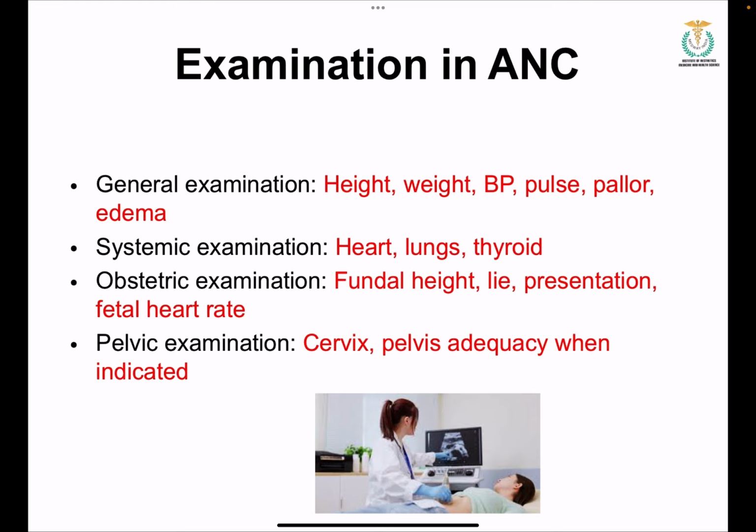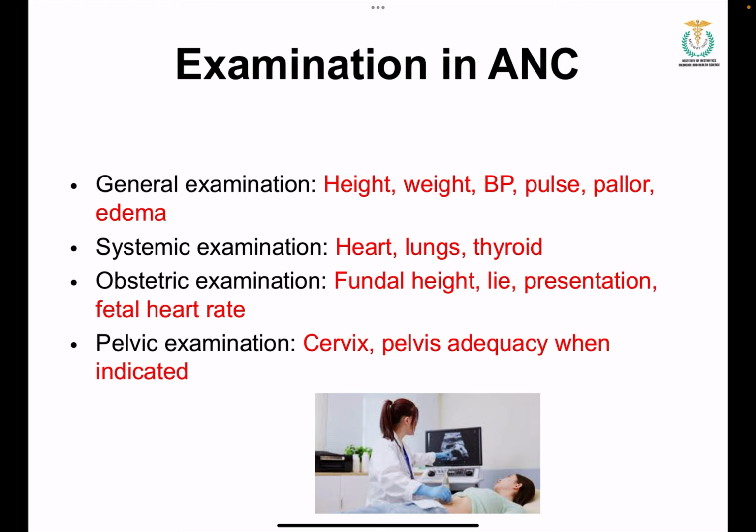Moving on to the examination in antenatal care checkups. First is the general examination. On general examination, we should check the height, weight, BP, pulse, blood pressure, pallor, edema, and all. That is the general examination you should do for the patient. On systemic examination, you should focus on the heart, lungs, and thyroid and all.